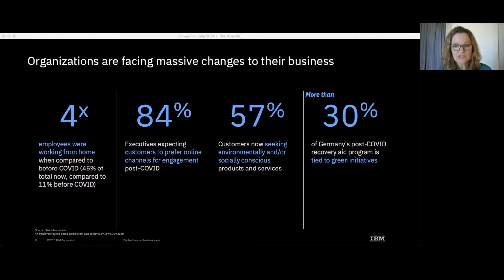This requires businesses to change their internal processes. It needs to ensure that employees are able to work efficiently, and putting even more emphasis on being agile and implementing DevOps in a virtually compatible manner. 84% of executives are expecting customers to prefer online channels of engagement. So what does this mean?